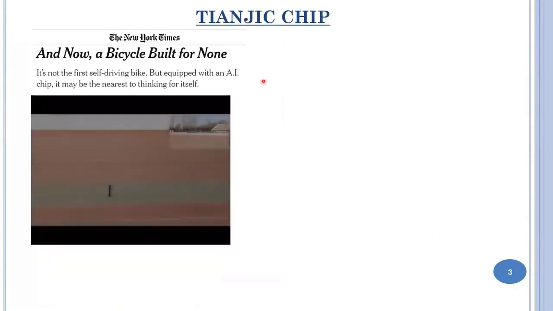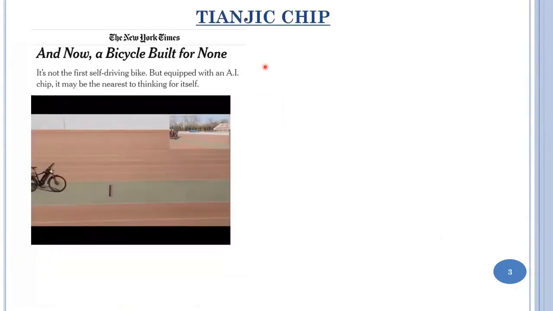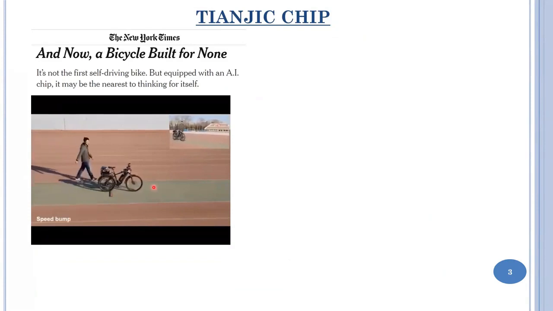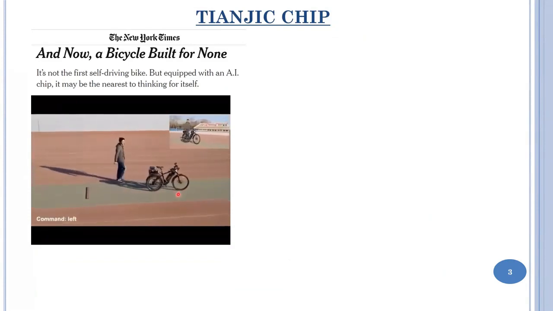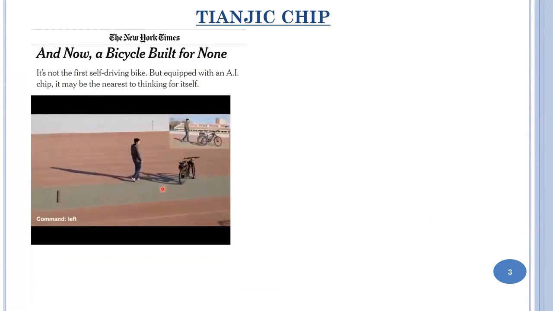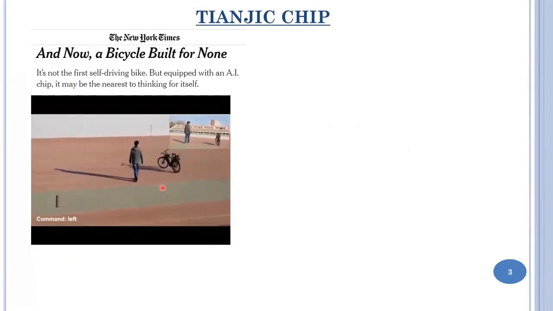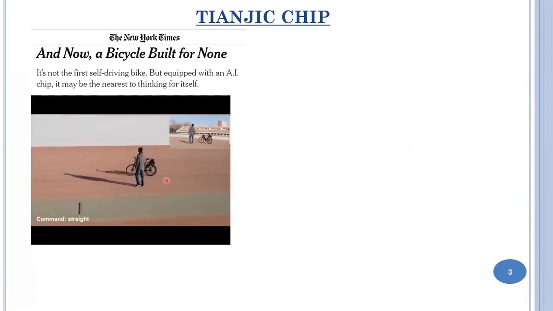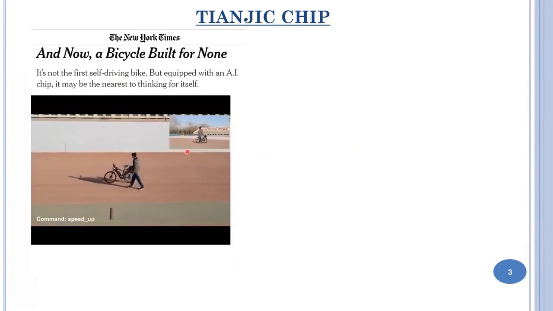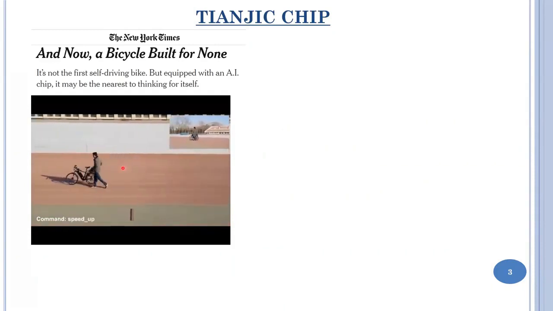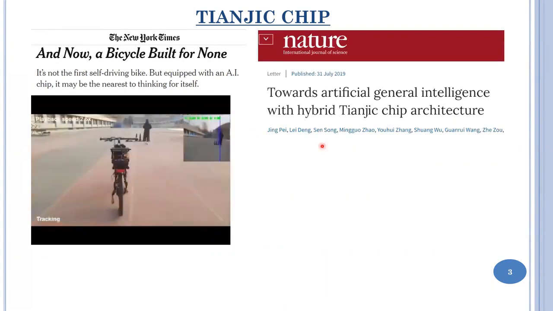With this, let me talk about this Tianjic chip. The bicycle in this video can balance on its own. It can follow your instructions. It can turn left when you tell it to turn left. It can even follow you when you're running. And this is not a scene from a sci-fi movie. This was developed at Peking University, Beijing, and they named it the Tianjic chip.